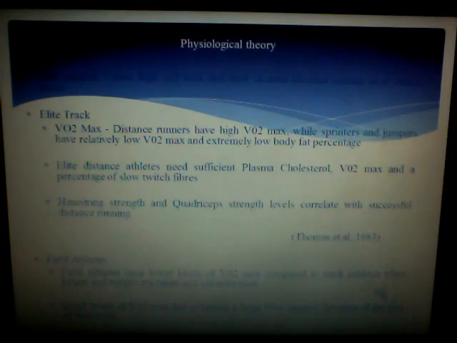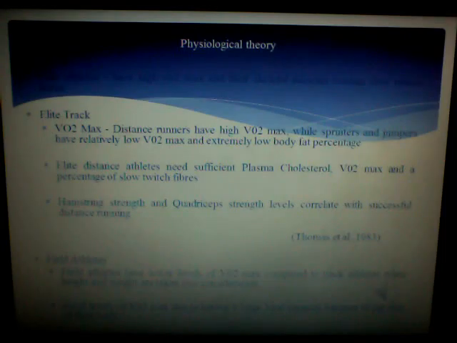To become a potential elite distance athlete, an individual would need a significant VO2 max and a high percentage of slow twitch fibers. Hamstring strength and quadriceps strength levels are needed as they are the most important, and they are also shown to correlate with successful distance running.